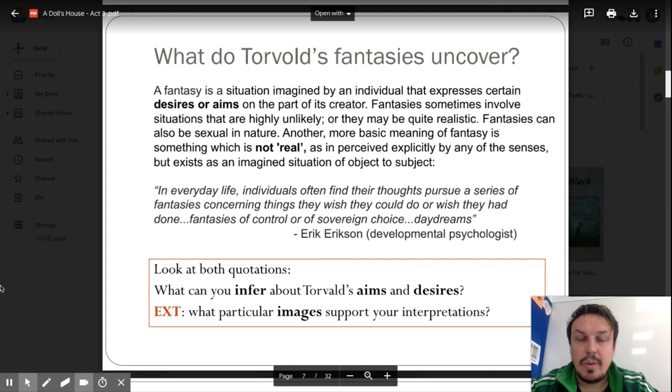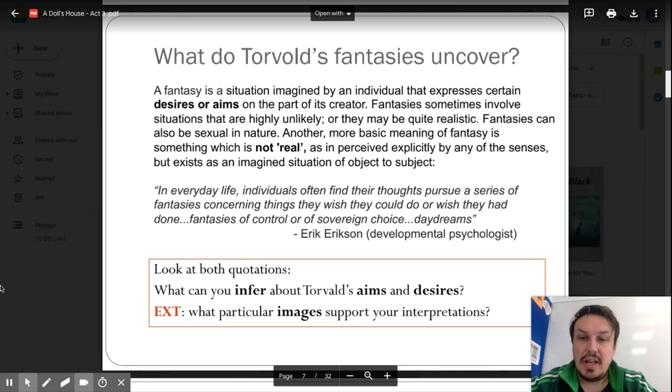There's a quote there by Erik Erikson, who's a developmental psychologist. "In everyday life, individuals often find their thoughts pursue a series of fantasies concerning things they wish they could do or wish they had done. Fantasies of control or of sovereign choice, or daydreams, if you wish." And that's probably something we can relate to.